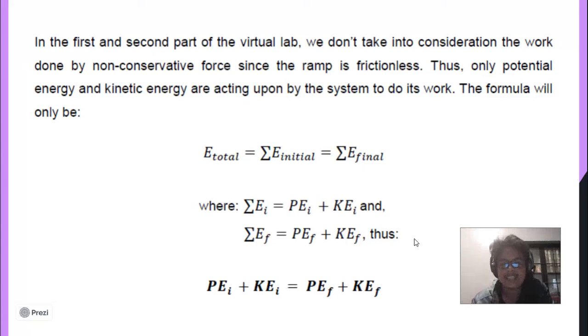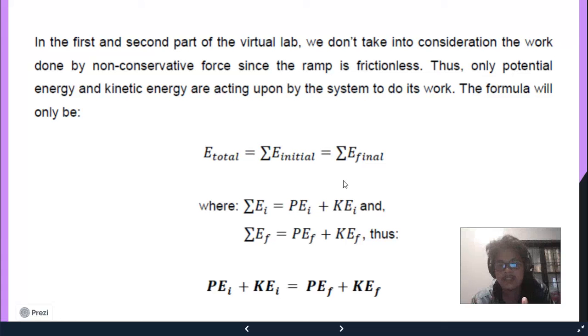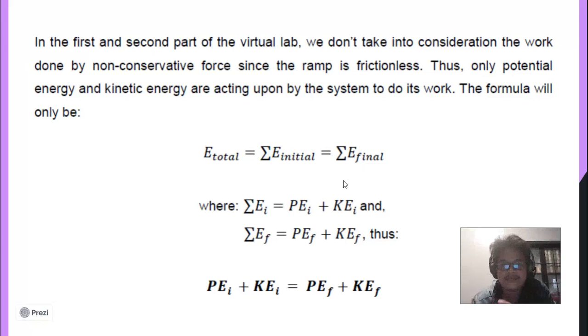So we take the equation first. E total is equal to the summation of initial energy, which is also equal to the summation of final energy, where the summation of initial energy is always equal to the initial potential energy plus the initial kinetic energy, same as with the final energy summation. It is also equal to the PE final and the KE final.